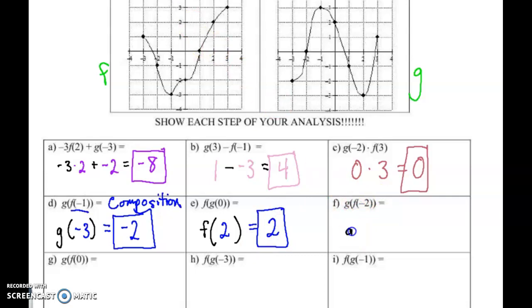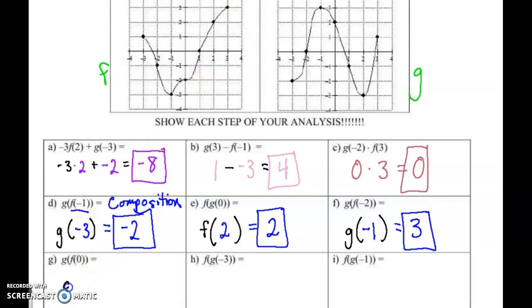Alright. This one's really the same. Find out what f of -2 is. Go to the f function over to -2, goes down to -1. And g of -1 goes up to 3. That's our answer.